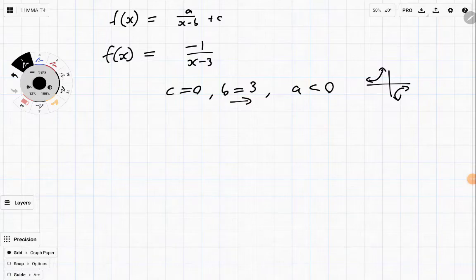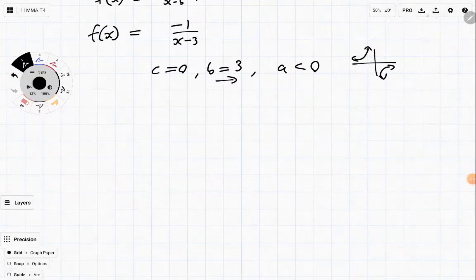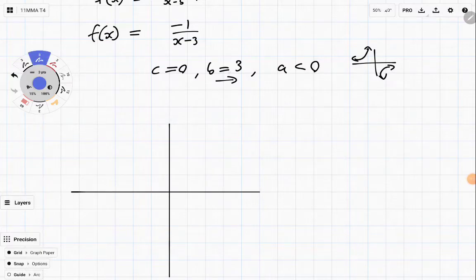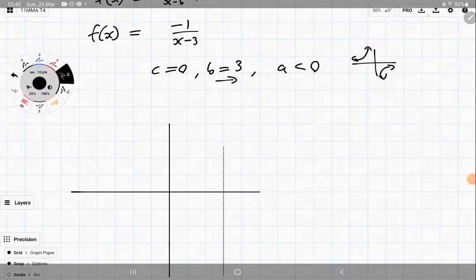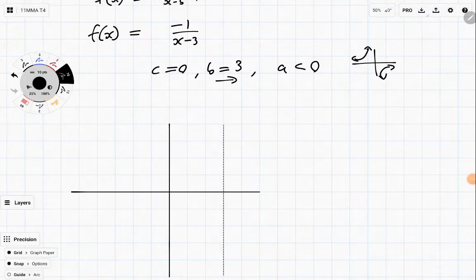Alrighty, so let's go through and think about sketching it. The first thing I'm going to do is just set up my axes. And this time I'm going to put in my asymptote. So my asymptote in this case is going to be at x equals 3, because remember, it's been shifted 3 units to the right. So this is now my new focal point. And the x-axis is still part of it, but obviously it's between the x-axis and this point.